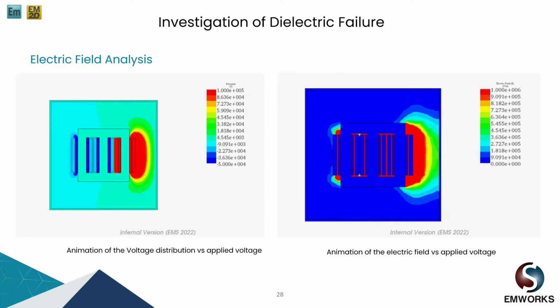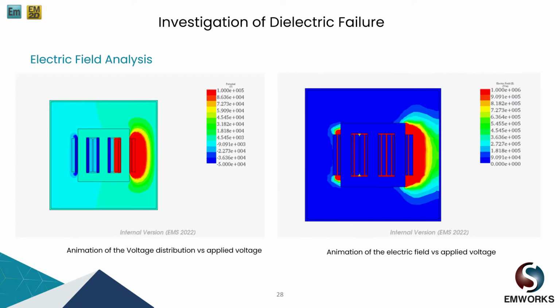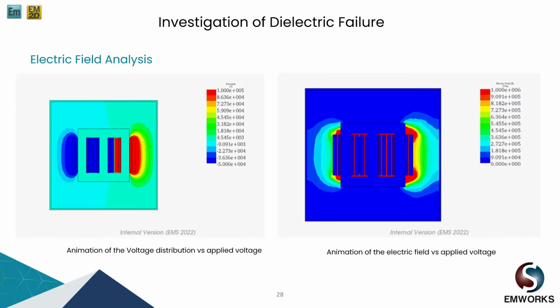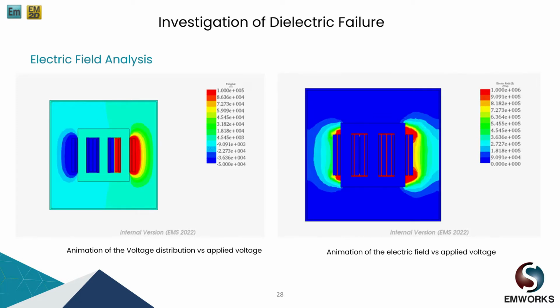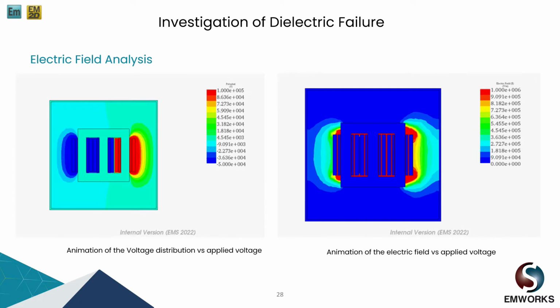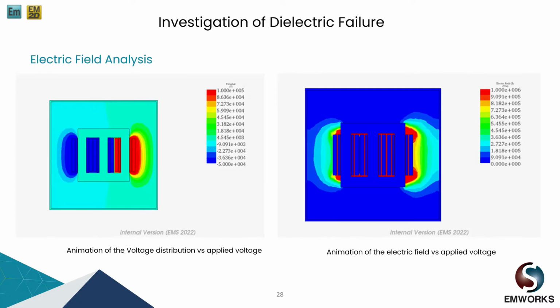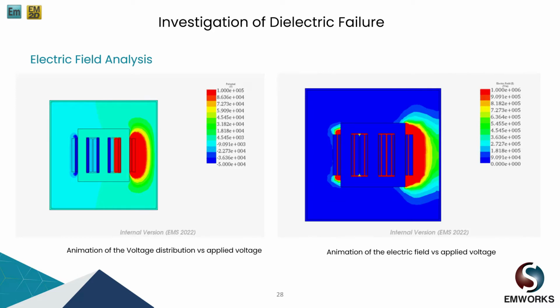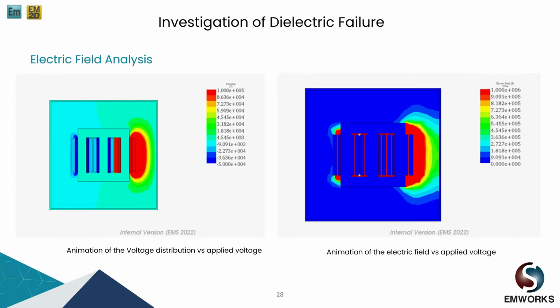On the right side, we see the animation of the electric field versus applied voltage. So we can investigate the field distribution and compare it against the dielectric strength of our insulation material. If the electric field becomes higher than the dielectric strength, then there is a risk of breakdown there. But this can also be done automatically with the software.